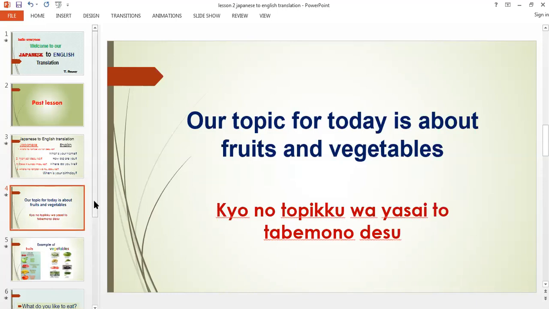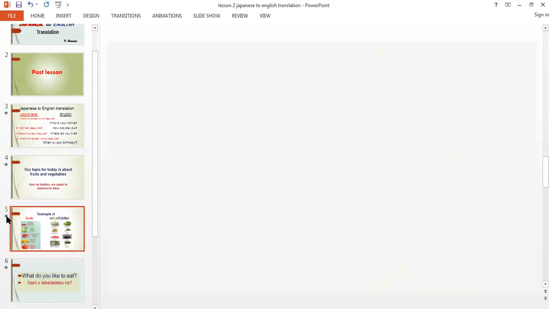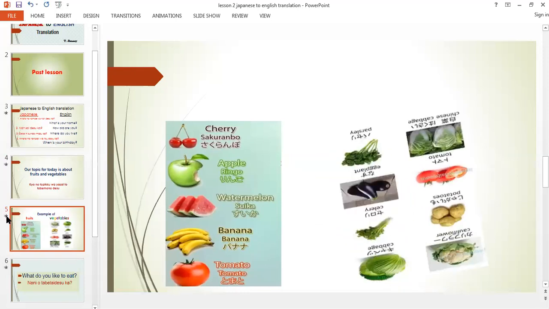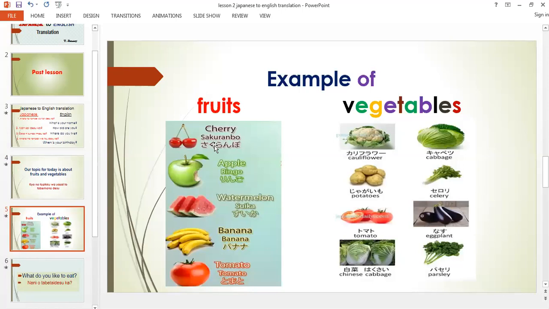Okay, before we go to that topic, I'll show you some pictures here. Pictures for fruits and vegetables. We have here examples: cherry, apple, watermelon, banana, tomato. And in vegetables, we have cauliflower, potatoes, tomato, Chinese cabbage, celery, eggplant, parsley. These are only examples of fruits and vegetables that you can easily find if you will go to the market and you will buy something. So again, these are the examples of fruits and vegetables.